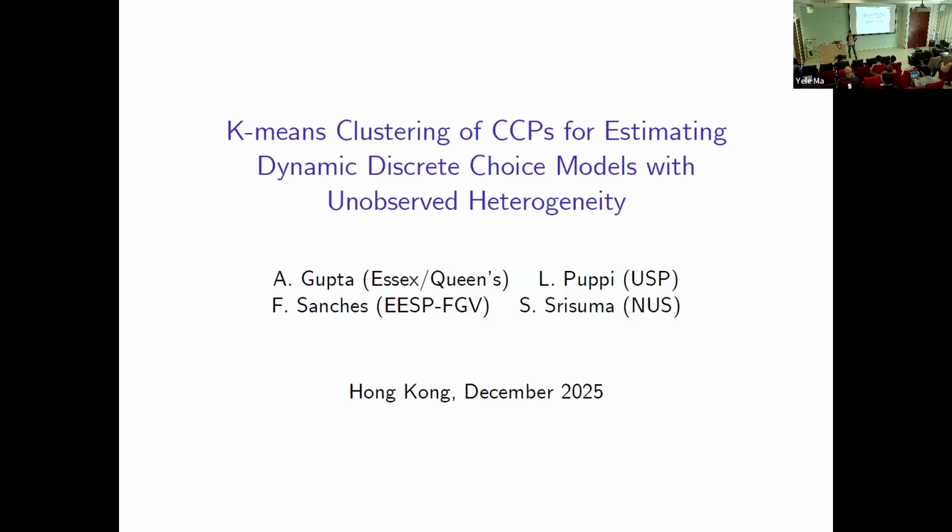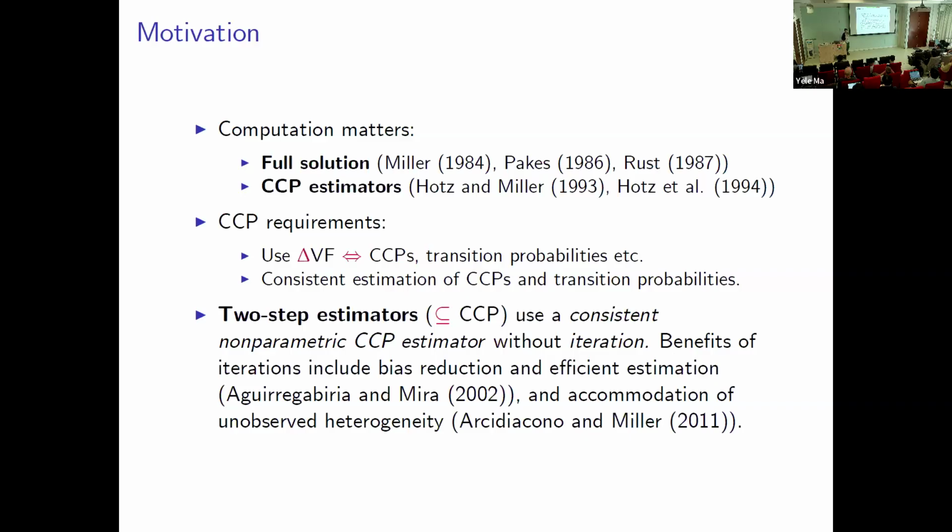So this is joint work between myself, Abhimanyu Gupta, who's now at Queen's, and a couple of friends from Brazil. And as the title suggests, it's going to be something on estimation of dynamic discrete choice models. And I'll start with the motivation.